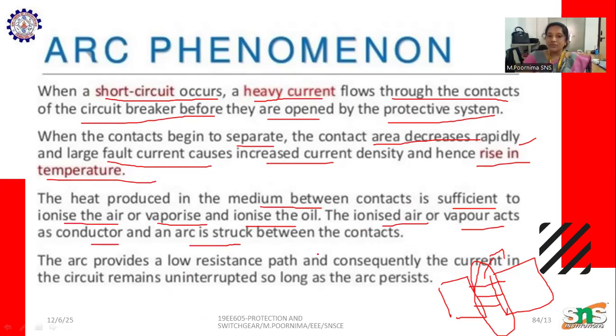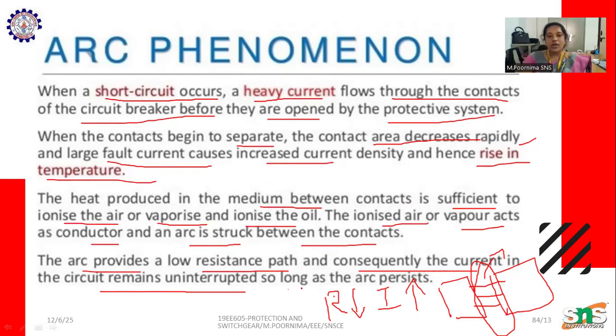And the arc is struck between the contactors. The arc is produced at a low resistance path. We know that when the resistance decreases, the current automatically increases, based on Ohm's law. With the low resistance path, the current in the circuit remains uninterrupted as long as the arc persists. This is the arc phenomenon.